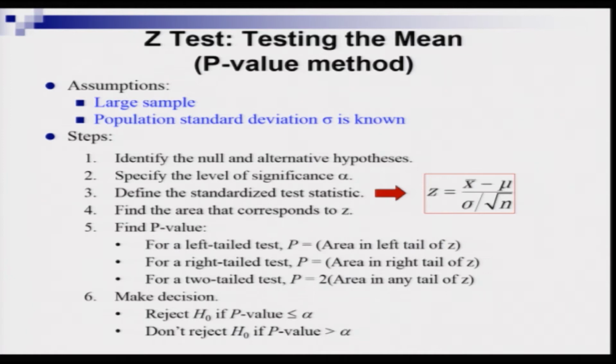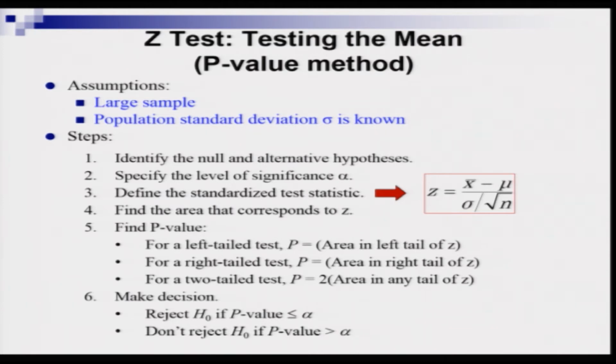So, here the third step says that you have to define the standardized test statistic, and here that is called a Z score, and that is defined as the difference of sample mean x bar and population mean mu divided by sigma over root n, where sigma is the population standard deviation and n is sample size. And then in the fourth step you have to find the area that corresponds to Z. So, you have to get the probability values.